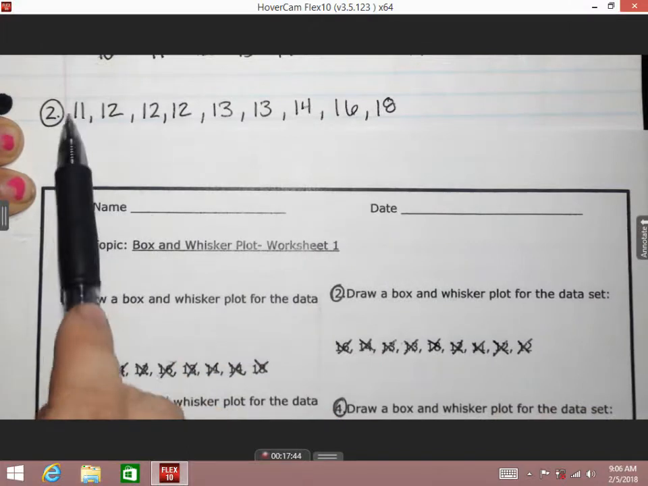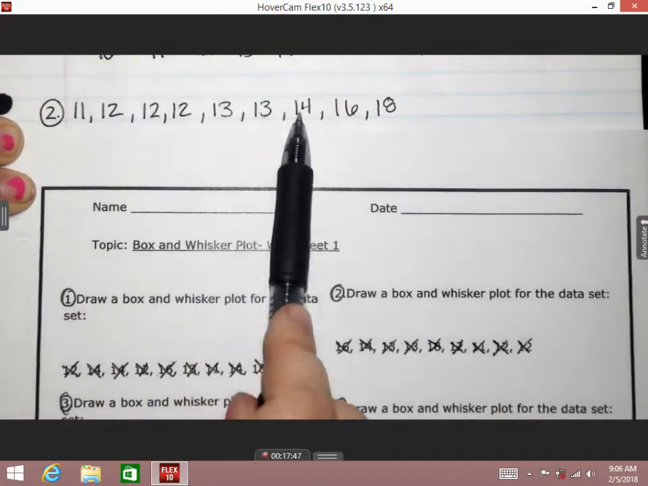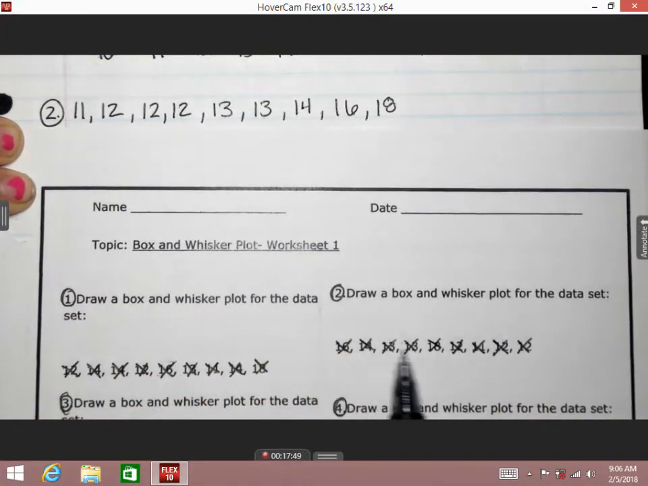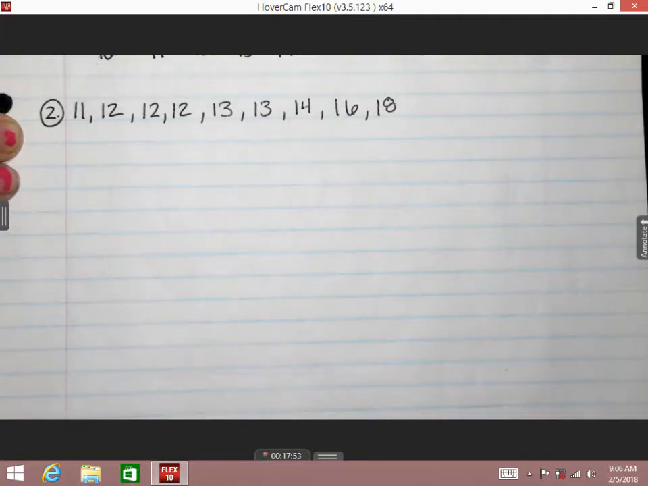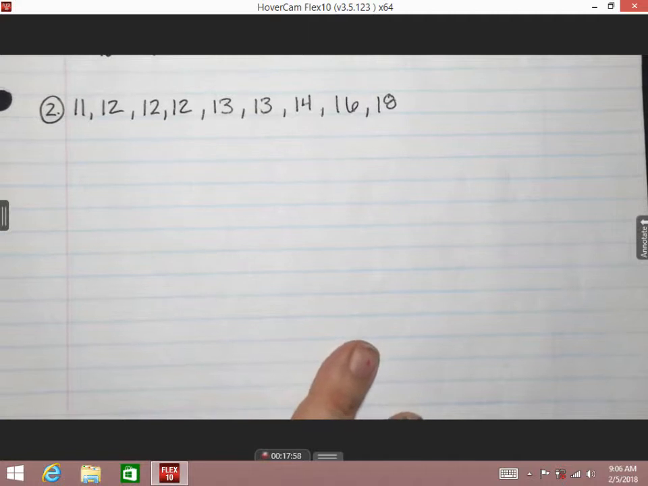Let's double check by counting. 1, 2, 3, 4, 5, 6, 7, 8, 9. Okay. All right, now that I have them in order, what's the first thing that I should do?